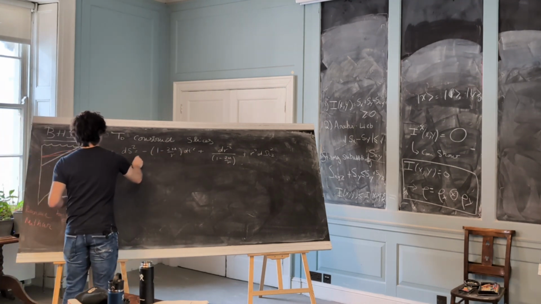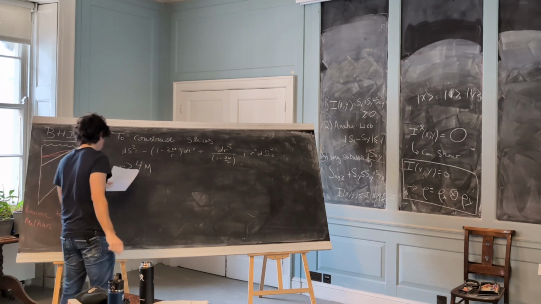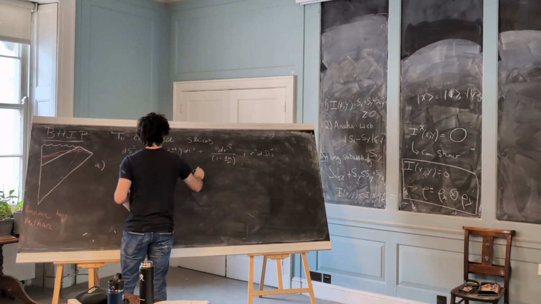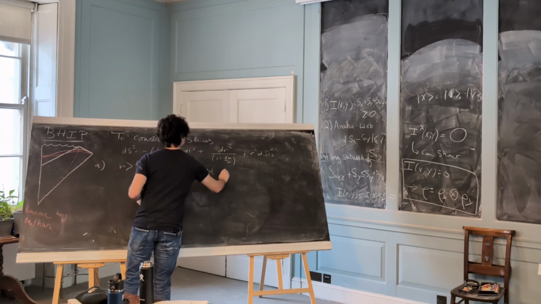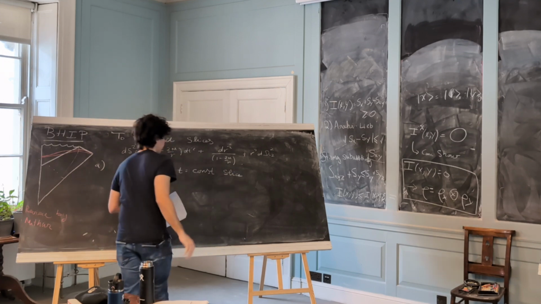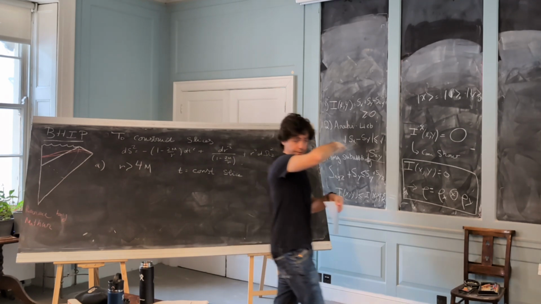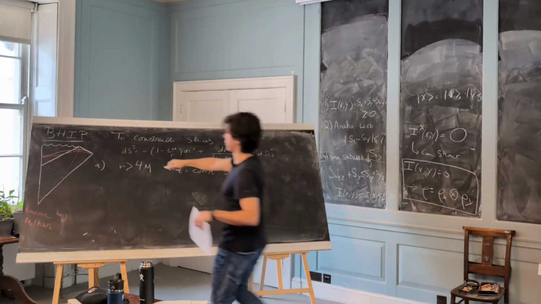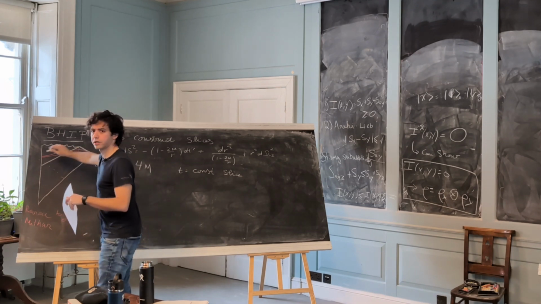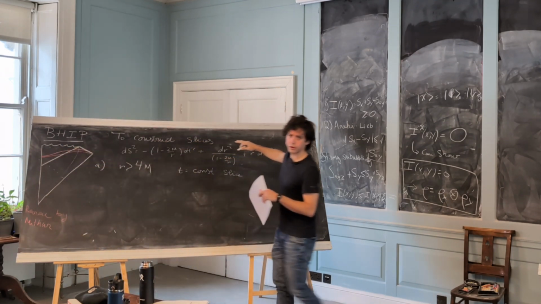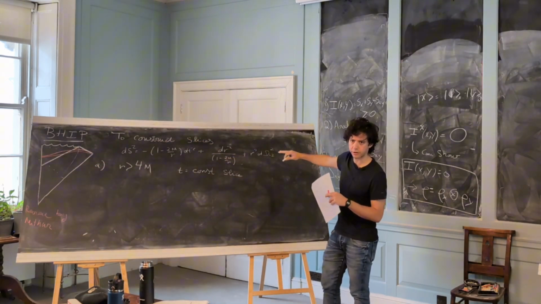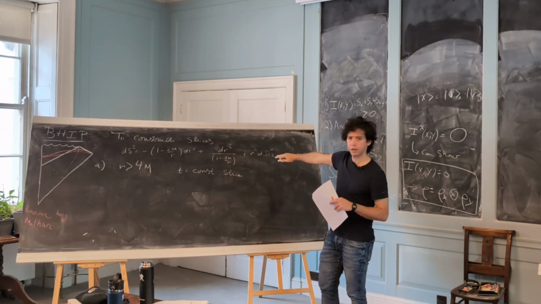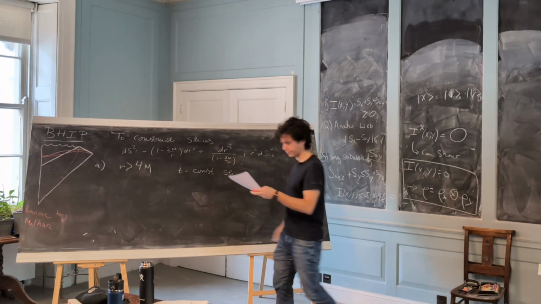And for R greater than 4m, we're going to take a t equals constant slice. So for R greater than 4m, this is this part of the slice. T is equal to constant. Extrinsic curvature is small. So that's a good part of the slice.